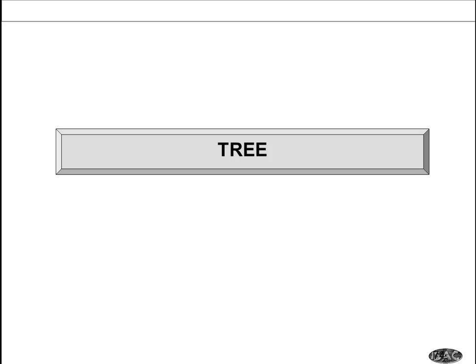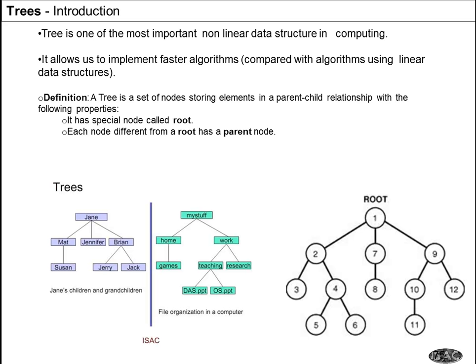Now we will be discussing another very important data structure called the tree data structure. What exactly is a tree? Tree is one of the most important non-linear, see the important thing, non-linear. Linked list is a linear data structure. Tree is a non-linear data structure in computing.